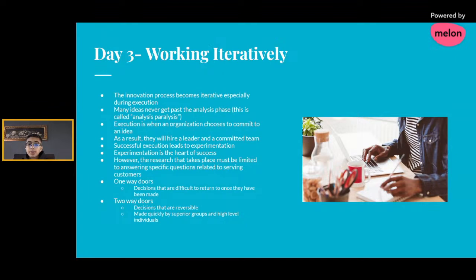There are 2 types of decisions: one-way door decisions and two-way door decisions. One-way door decisions are difficult to return to once they have been made. However, two-way door decisions are reversible, and they are made quickly by superior groups and high-level individuals. One-way door decisions should be taken carefully as they cannot be redone, but two-way door decisions can.